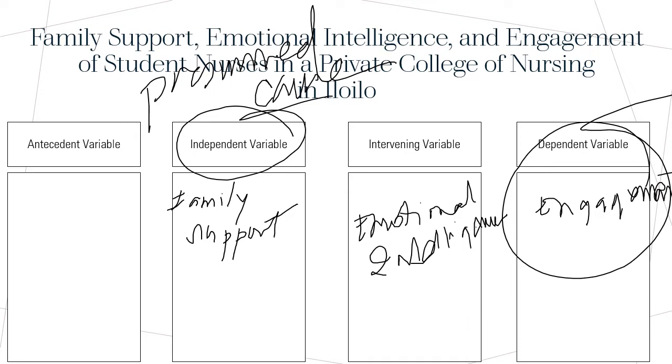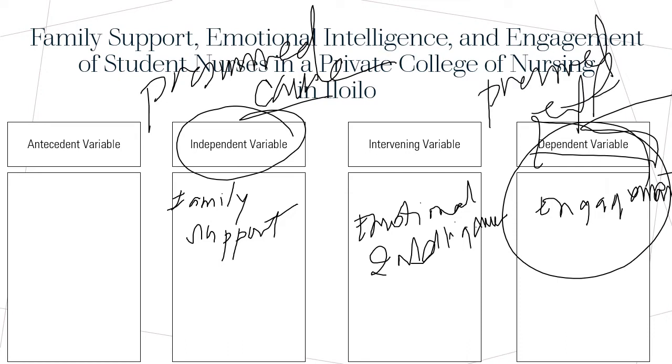And for this reason, guys, your dependent variable is referred to as the presumed effect. Okay, that's your dependent variable. Now, allow me to go back to the example: family support, emotional intelligence, and engagement of student nurses in a private college of nursing in Iloilo.